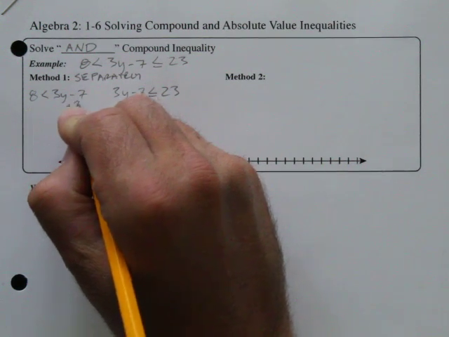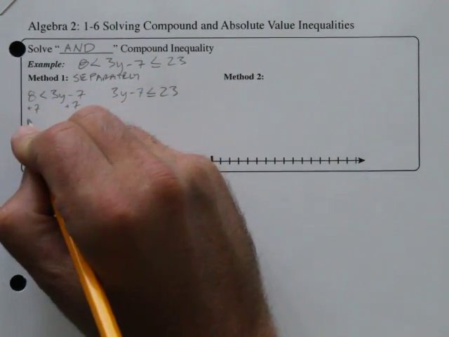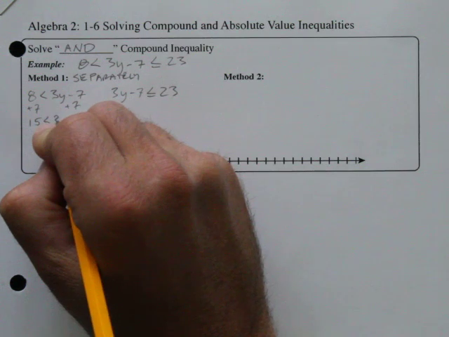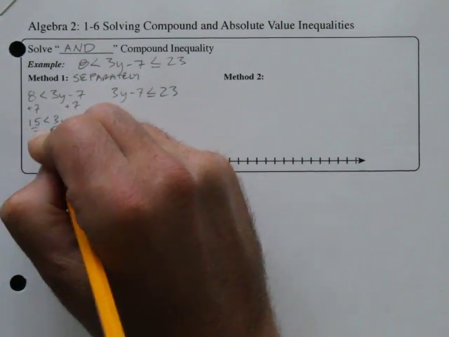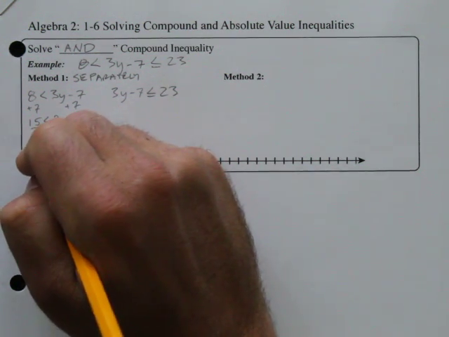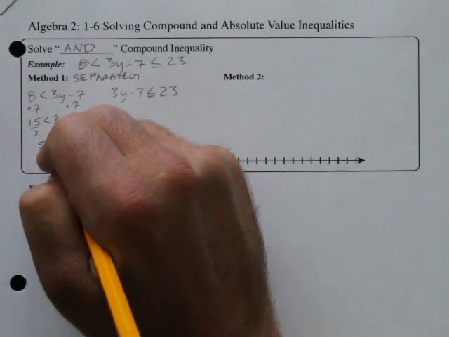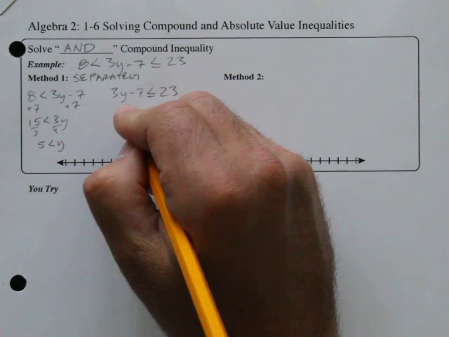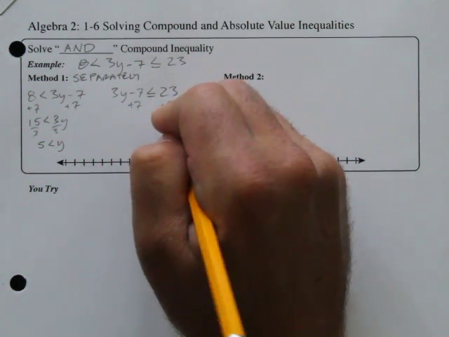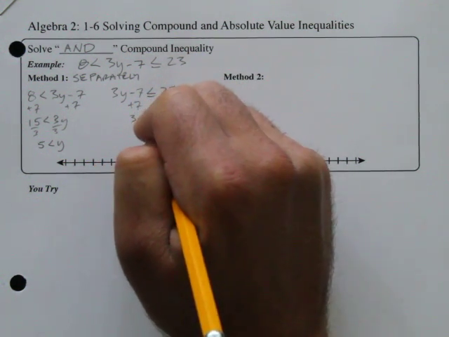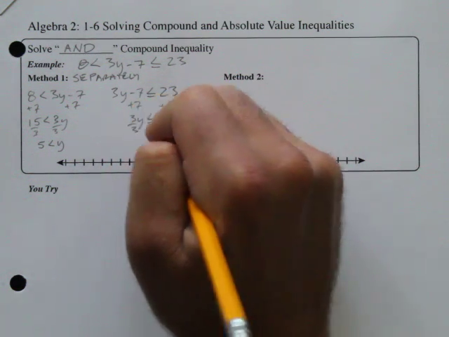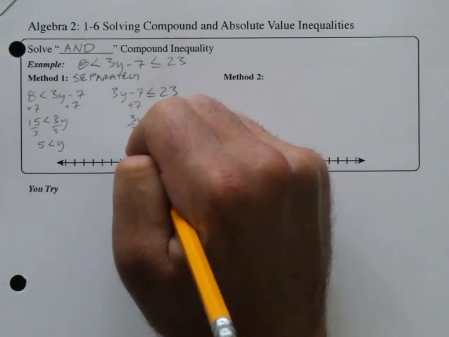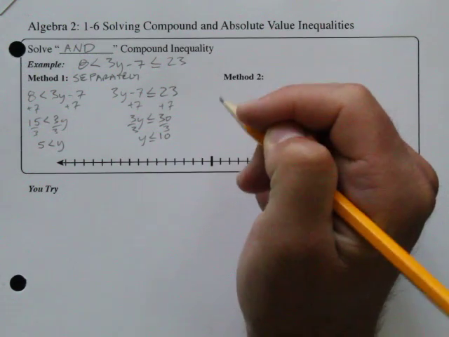So I'm going to add 7 to both sides. I've got 15 is less than 3y, divide by 3. And then I got 5 is less than y, or y is greater than 5. Let's do this one. Add 7, 3y is less than or equal to 30. Divide by 3, y is less than or equal to 10.